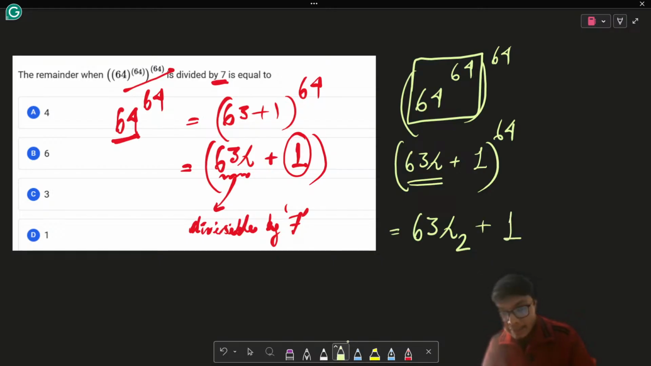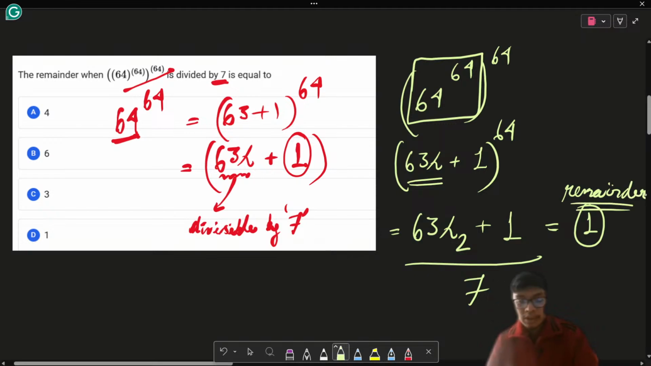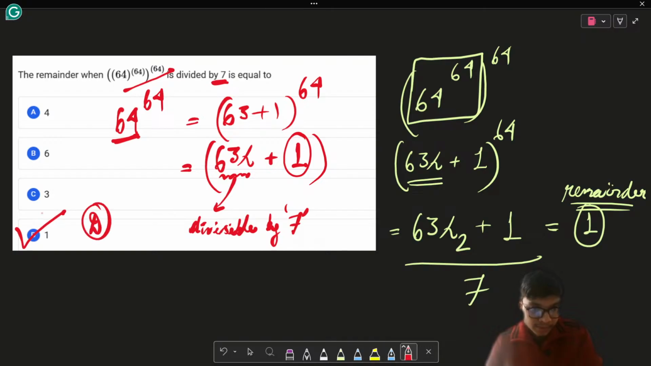Right. So when we again divide this number by 7, we're going to have the remainder as 1 again. Okay, so this is the simplest way we can approach this problem. Without even lifting your pen, you can easily mark the answer to this question.